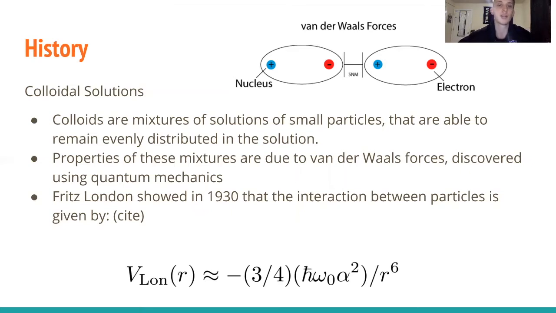So the viscous properties of these mixtures are due to van der Waals forces, which were discovered in 1930 using quantum mechanics. You can see here two particles, and the particles in these solutions have two effects. They have an electrostatic effect due to the polarization of the particles, and they also have this van der Waals force. The van der Waals force is a little bit weaker, but it still plays a pretty big role. So Fritz London showed in 1930 that the interaction between particles was given by basically a bunch of constants over the separation of the particles to the sixth power.